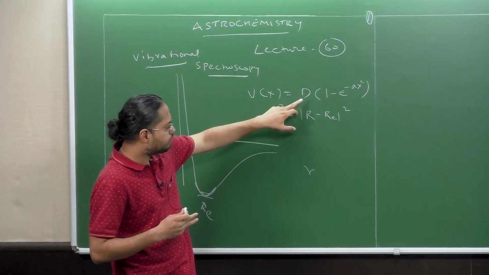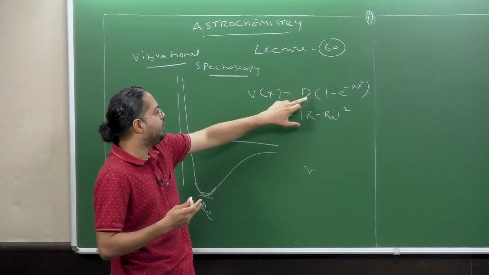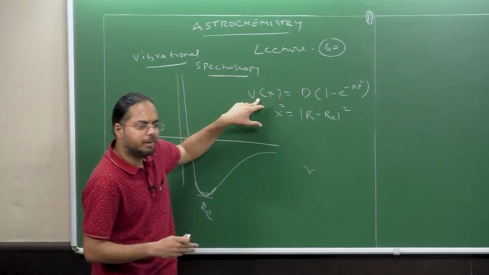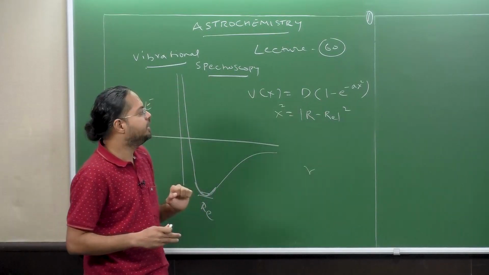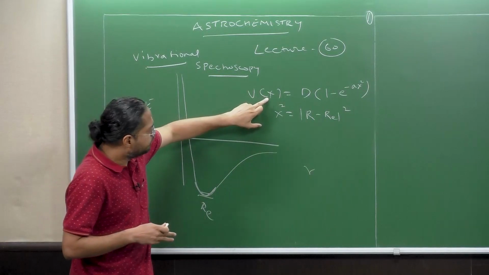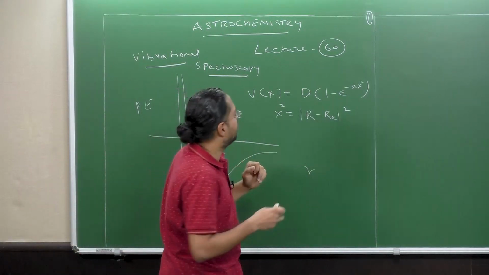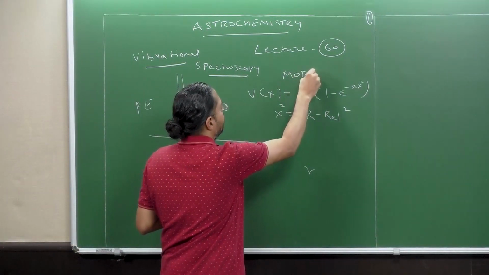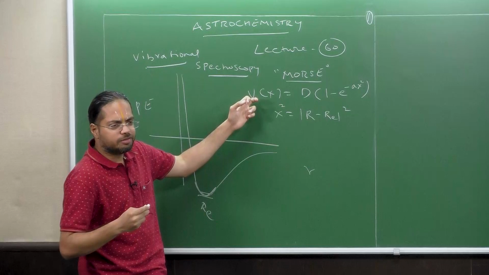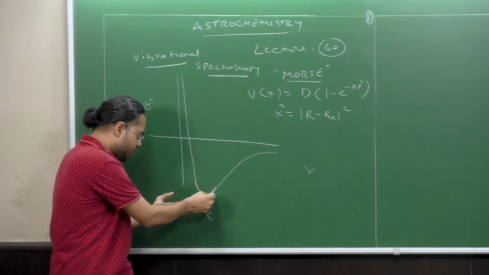Now, just know that this term D needs to have some energy unit, because this entire exponential term is dimensionless. So to match the dimensions, the term D needs to be of some energy dimensions. That's it. Now, this particular potential form is what is called a Morse potential, and what it does is it takes into account the anharmonicity.